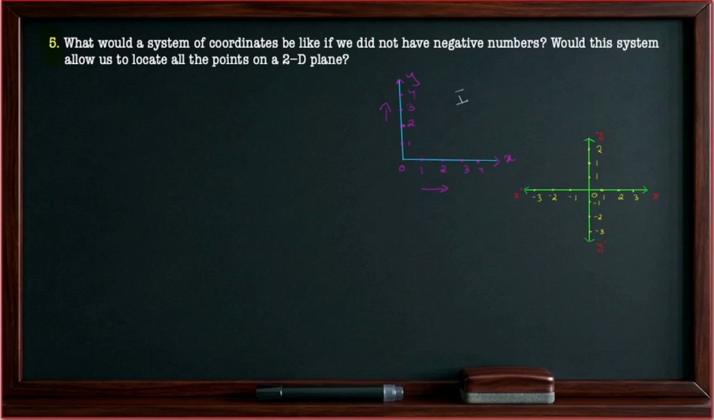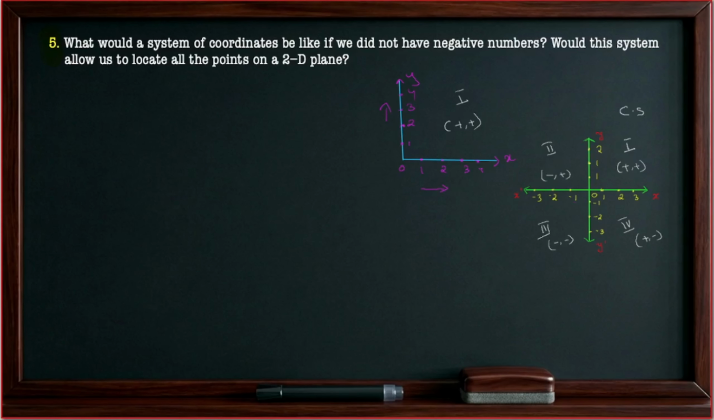That means only the first quadrant would exist. This is the first quadrant where we have the x coordinate and y coordinate positive. So if you look here in this Cartesian system, we have four quadrants. This is the first quadrant, this is the second quadrant, this the third quadrant, and this the fourth quadrant. In the first quadrant, x and y both are positive. In the second, x is negative and y is positive. Third, both are negative. And fourth, x is positive and y is negative. So where both x and y are positive is the first quadrant.